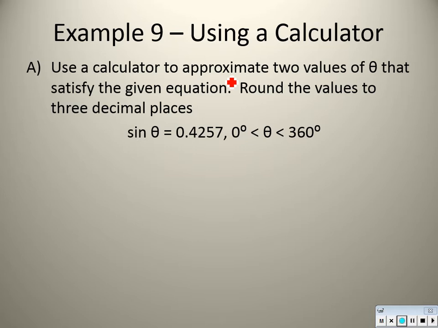It says here for the next part, use a calculator to approximate two values for theta that satisfy the given equation. So notice here I have the sine of theta is 0.4257. So sine is positive. Remember the sine of theta is positive in quadrant 1 and quadrant 2. So this value of theta has two different angle measures, one in quadrant 1, one in quadrant 2, that's going to make this statement positive.